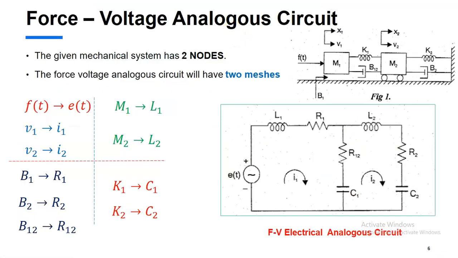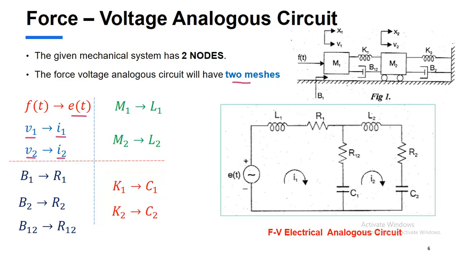Let's see the force voltage analogous circuit. If you see this particular given mechanical system, we have two nodes. Therefore, in the electrical system, we have two meshes, and see here we are having two meshes. In the mechanical system, the input is f of t, which is replaced by voltage E of t because it is a force voltage analogy. Velocity v1 is replaced by current I1. Velocity v2 is replaced by current I2.